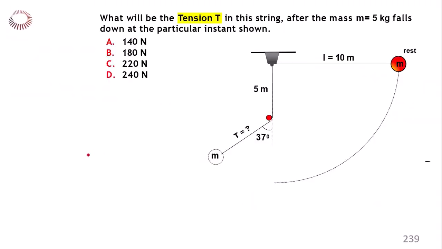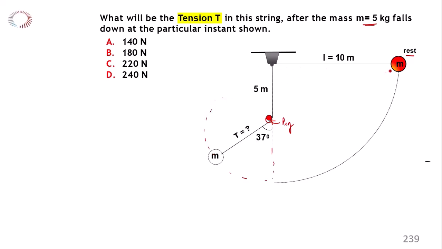Now let us say this is another type of problem which is similar to the vertical circular motion. So you are asked to calculate the tension in the string after the mass m equals to 5 kg falls down at the particular instant. Let us say that initially the particle is hanging over there, so which is at rest. Now once it is coming down, it encounters a pin. Let us say there is a peg fitted on the wall. So once it touches the peg, then around the peg it will start to move along a vertical circle.